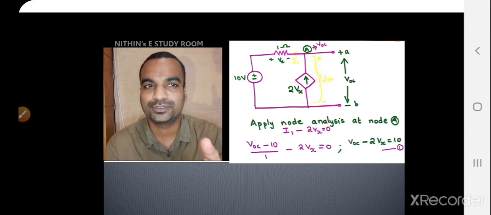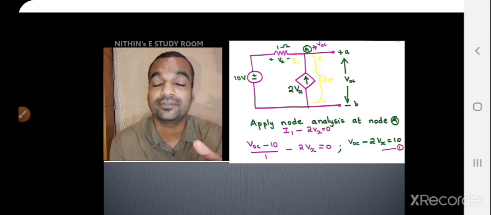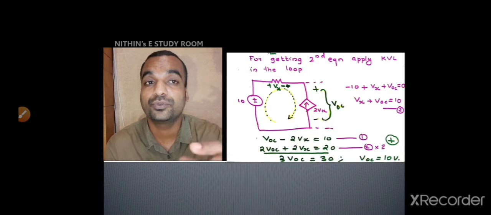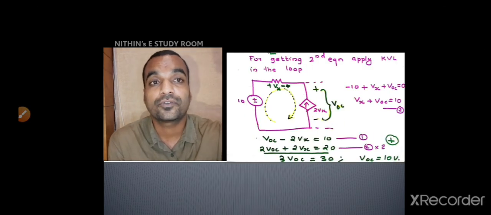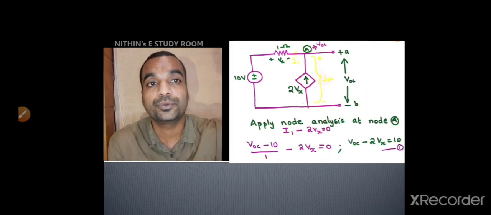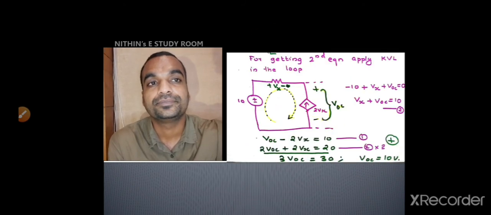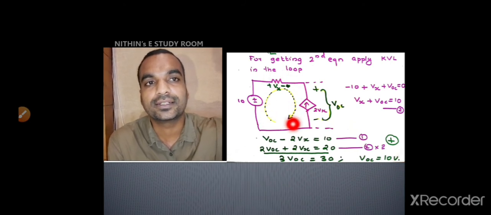We want to find Voc, but there is a variable Vx. So I have to find one more equation. For finding one more equation, I am using only this inner loop. So I am applying KVL in this inner loop.